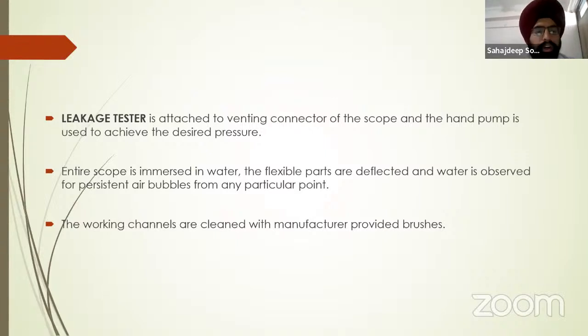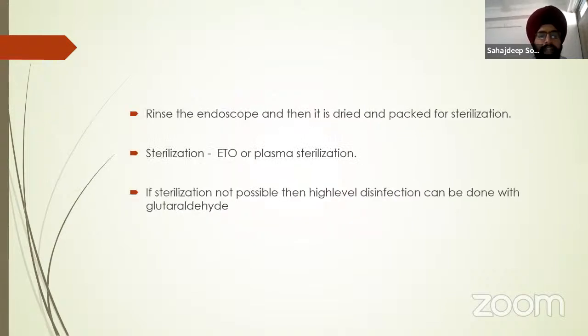The most important step before doing any cleaning of a flexible endoscope is the leakage test, in which a tester is attached to the venting connector of the scope and a hand pump is used to achieve the desired pressure. The entire scope is then immersed in water and all flexible parts are deflected so that all parts can be checked for air bubble leakage, and the water is observed for persistent air bubbles from any particular point. The working channels are cleaned with the manufacturer-provided brushes. The brushes are provided with every endoscope in different sizes by the manufacturer. After that, the endoscope is rinsed, dried, and packed for sterilization.